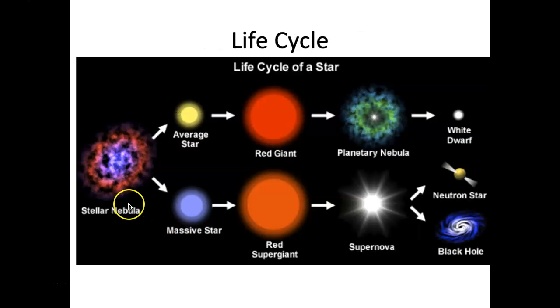So you can see here, all stars start out as stellar nebula, or clouds of gas and dust, and they can develop into our average stars. And this is where our sun is currently located. Our sun then will develop into a red giant. It will then lose its outer layers and develop into a white dwarf. Bigger stars can develop into red supergiants, and then they will go through the supernova, which then can develop into a black hole.